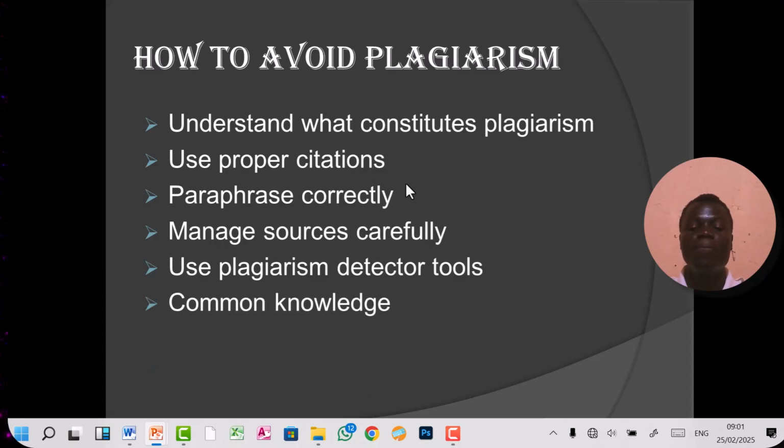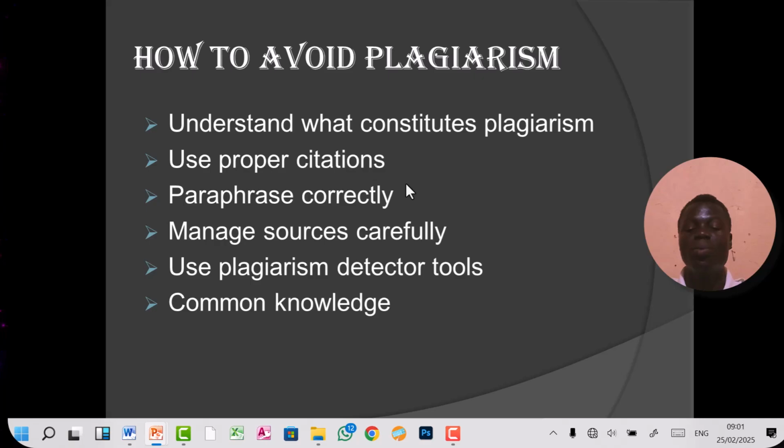So also for common knowledge, you need not cite common knowledge. You do not need to cite facts which are widely known and agreed upon. Let me say historical dates, scientific research, famous quotes. Whenever in doubt, you can cite them. But when you're not in doubt, you need not cite them.